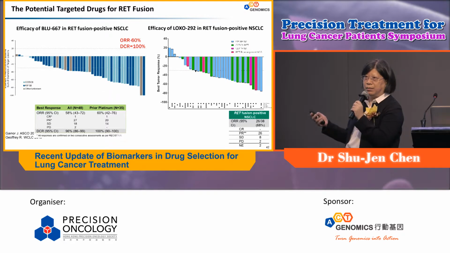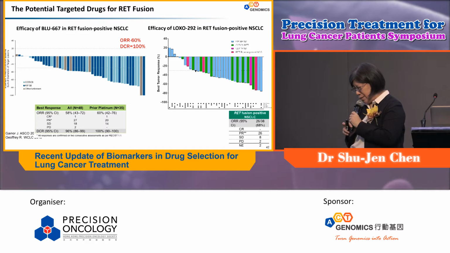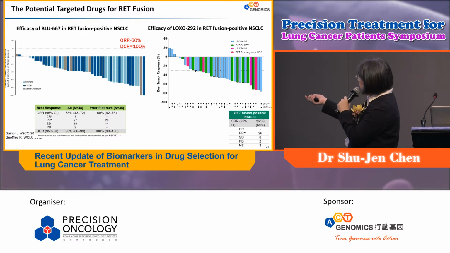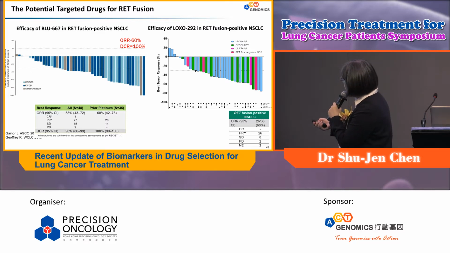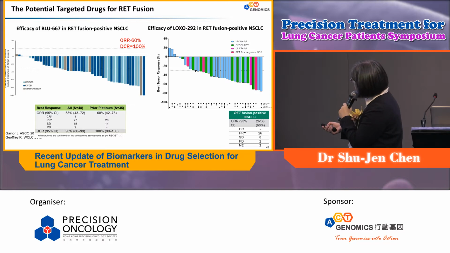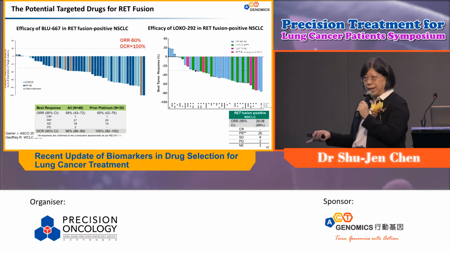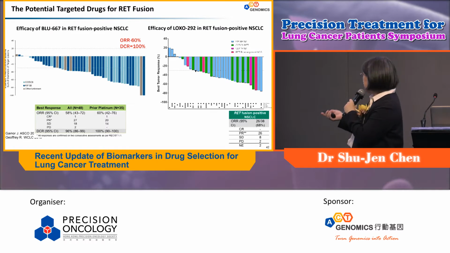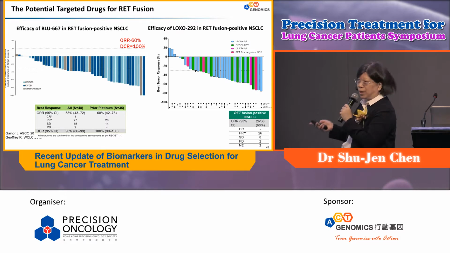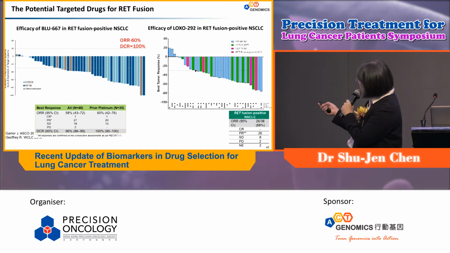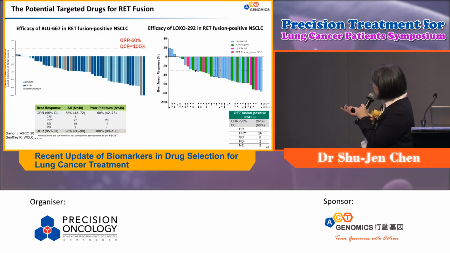And finally, before, most of the fusions we saw were ALK fusion or ROS1 fusion, and for RET fusion, previously we didn't have a really good drug to treat patients. But we now actually see pretty good efficacy using either BLU-667 or LOXO-292. These are all studies done in non-small cell lung cancer samples, and so we can expect to see some of these drugs quickly approved. And so the ability to detect RET fusion is also important for selecting treatment.